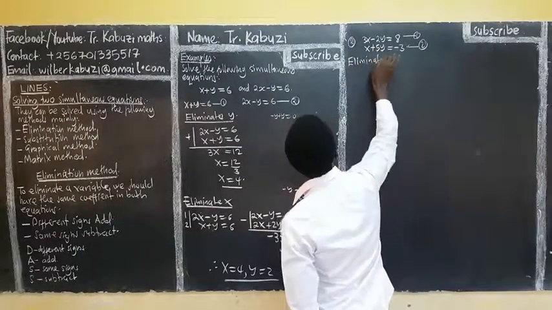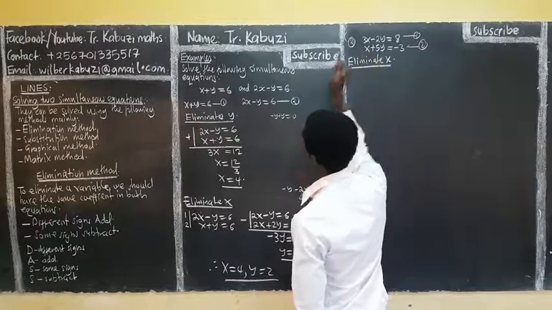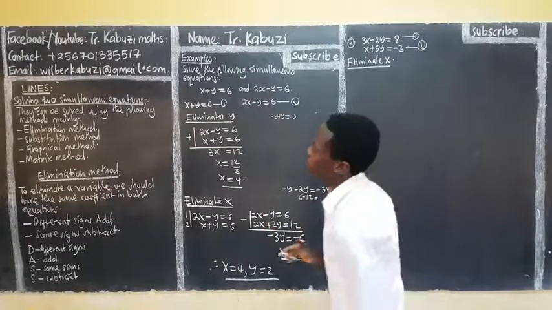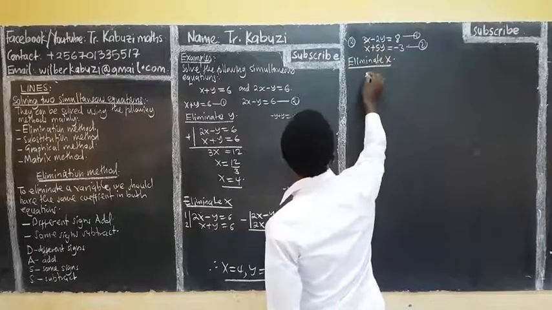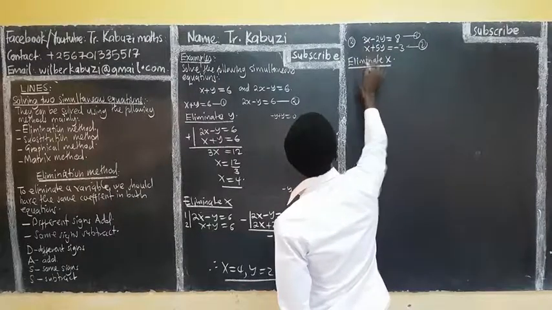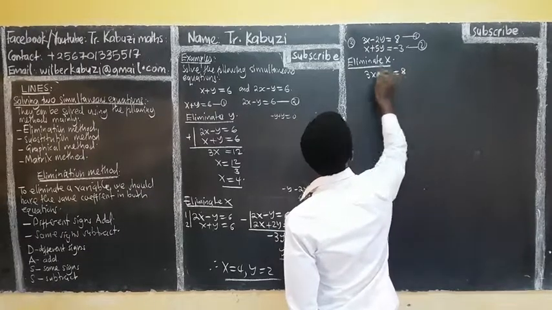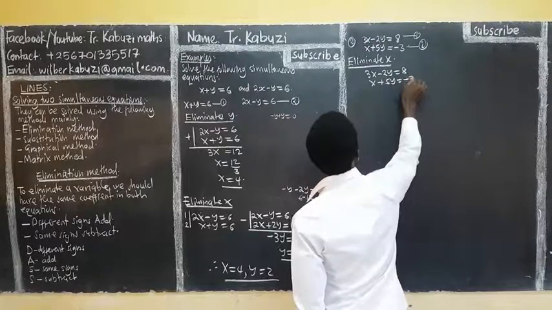Eliminate x. If you want to eliminate x, we need here 3. We said before we eliminate, the coefficients should be the same. So meaning here I want to be adding a 3. So this will be now 3. So you see that I'm going to be adding 3x minus 2y equaling 8. Then this will be x plus 5y equaling to negative 3.